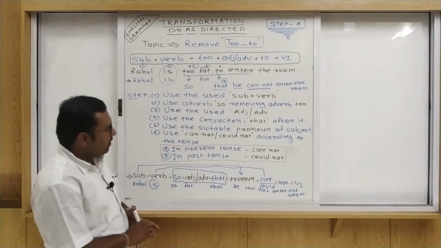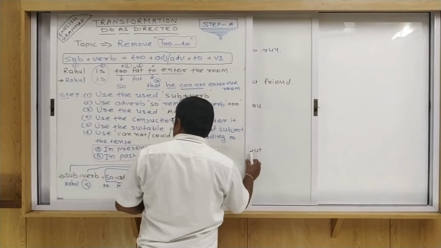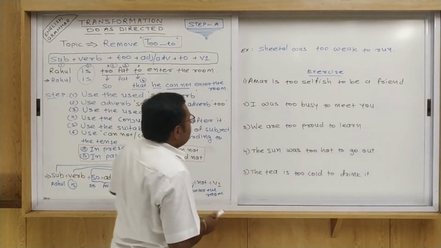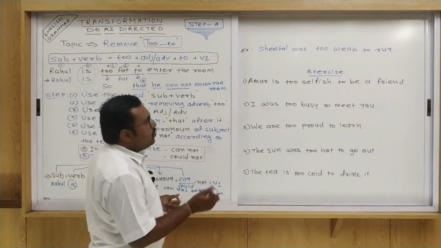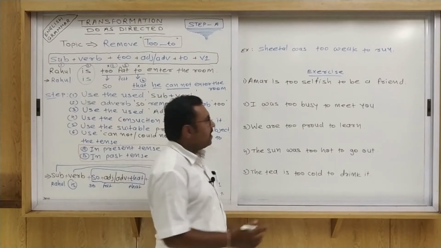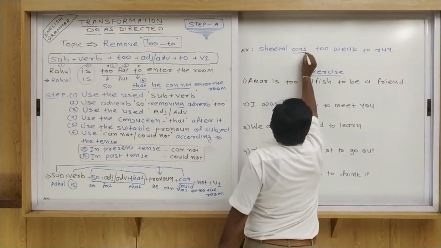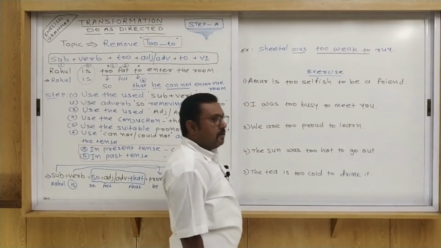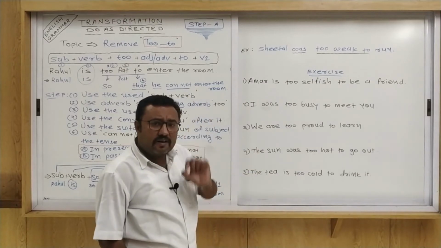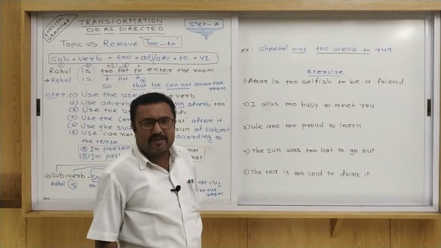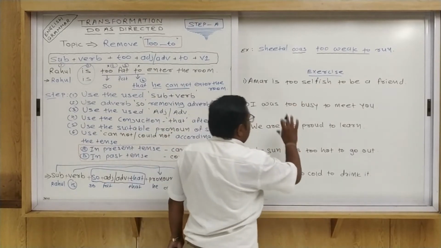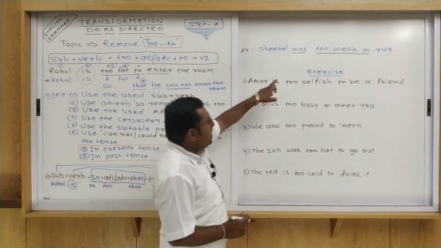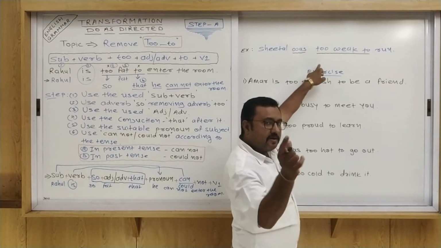You understood? Now let's see another example. Sheetal was too weak to run. Which tense is used here? Simple past tense. Very good, you are right. Now we have to transform it into 'so that'. That means we need to remove 'too' and add 'so that'.